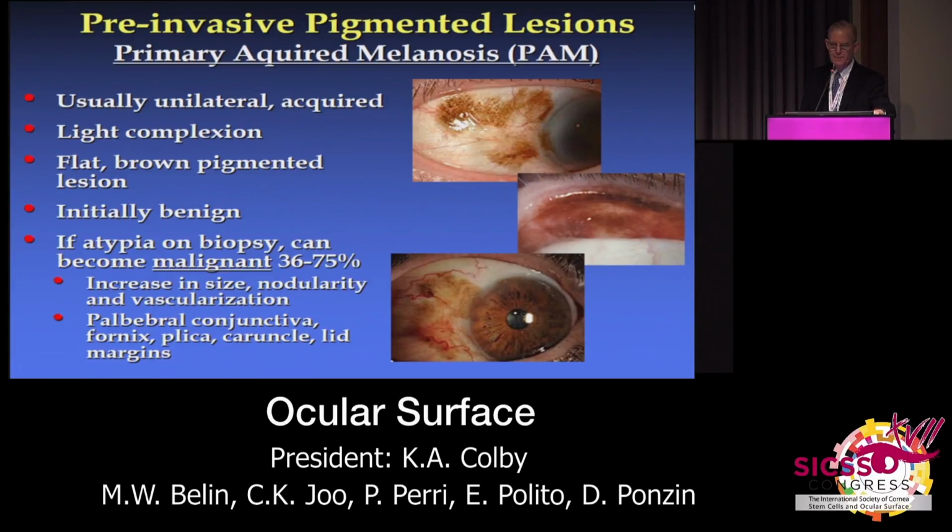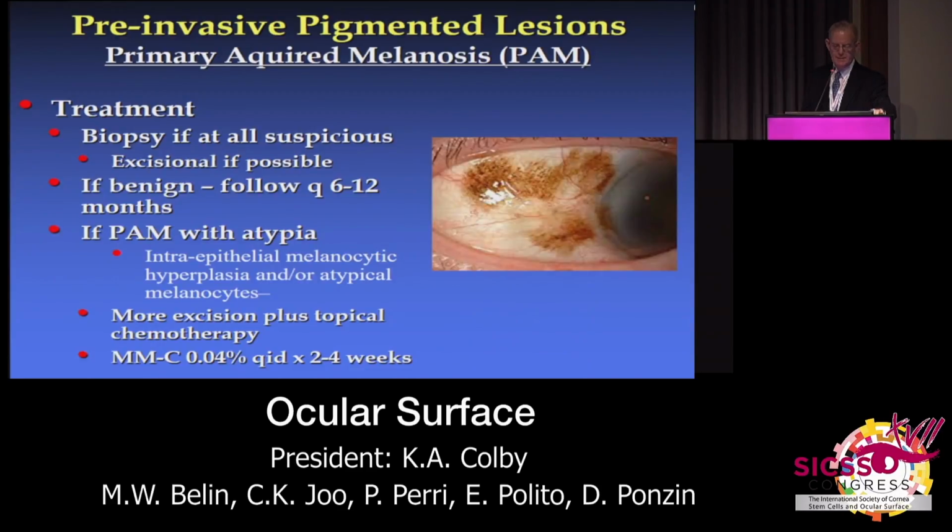So if they're on the palpebral conjunctiva, in the fornix, in the plica or caruncle, or in the lid margins, these are more worrisome lesions than just the ones at 3 and 9 o'clock on the limbus. Treatment is biopsy if at all suspicious. You want excisional if possible, even though some of these are too extensive to completely get. If it's benign, you follow these patients every 6 to 12 months. First every 6 months for probably the first year or two, and then every 12 months after that.